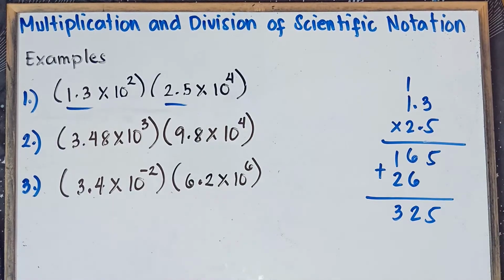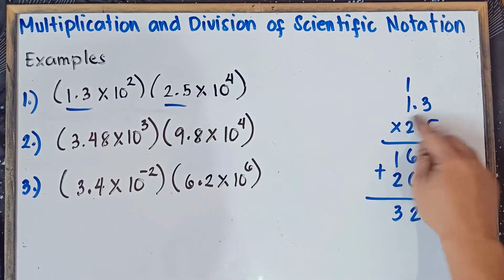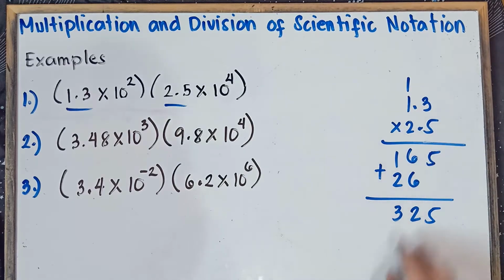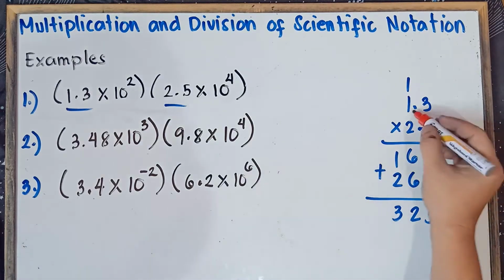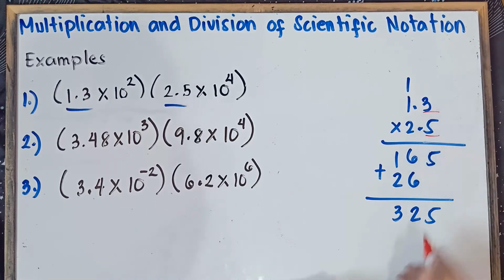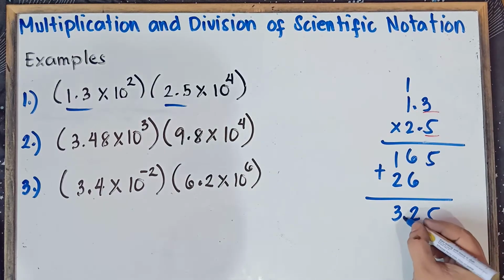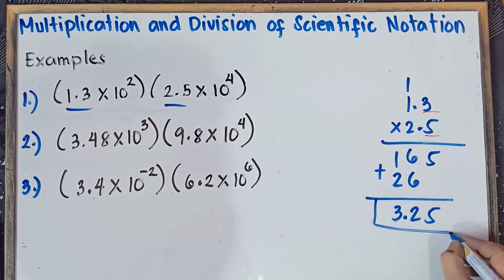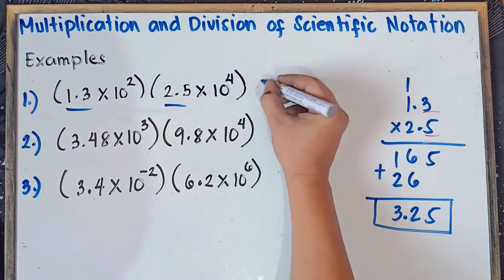2 carry 1. 1 plus 2, that would be 3. Now you check, class, with regards to our given 1.3 and then 2.5, how many numbers are to the right of the decimal point? We have two numbers to the right of the decimal point, 3 and then 5. So with regards to our answer, we need to have two numbers to the right of the decimal point. So the decimal point is here. Therefore our answer would be 3.25.